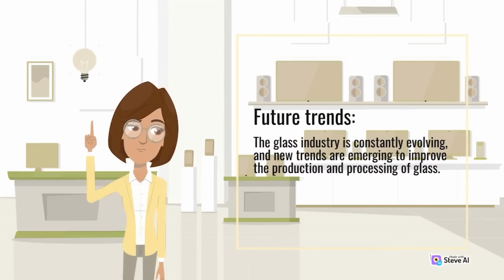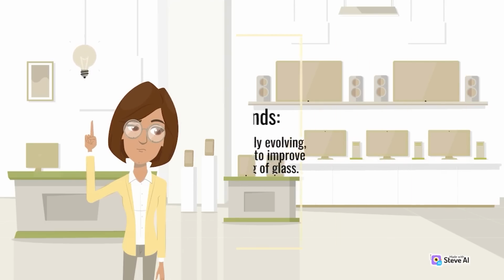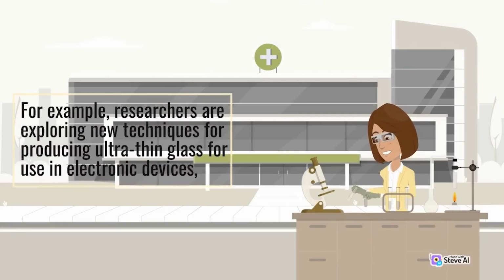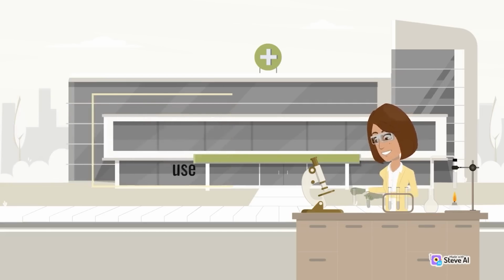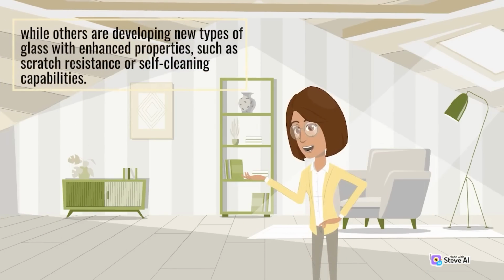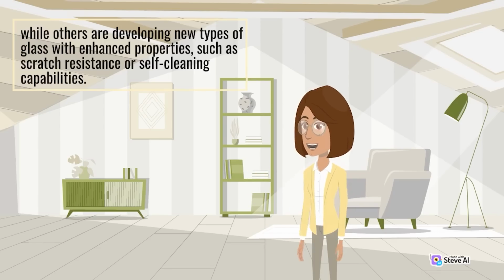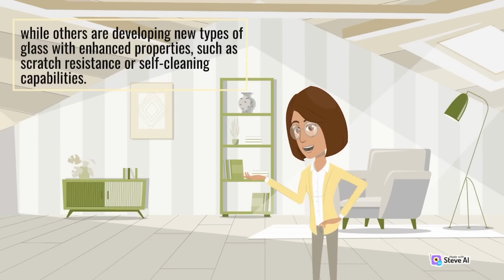Future trends. The glass industry is constantly evolving, and new trends are emerging to improve the production and processing of glass. For example, researchers are exploring new techniques for producing ultra-thin glass for use in electronic devices, while others are developing new types of glass with enhanced properties, such as scratch resistance or self-cleaning capabilities.